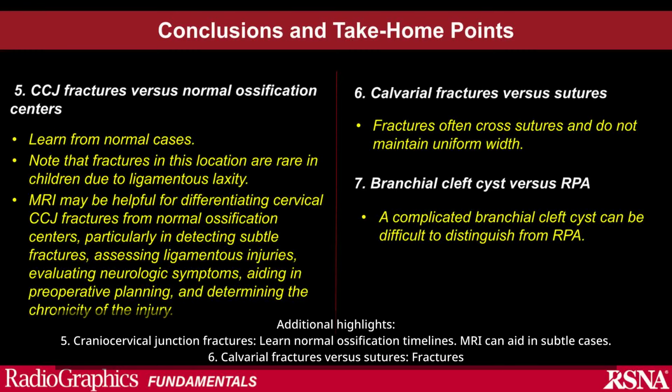Additional highlights: 5. Craniocervical junction fractures. Learn normal ossification timelines. MRI can aid in subtle cases. 6. Calvarial fractures versus sutures. Fractures may cross sutures and show diastasis. 7. Branchial cleft cysts versus abscesses. Consider location and inflammatory changes to differentiate.